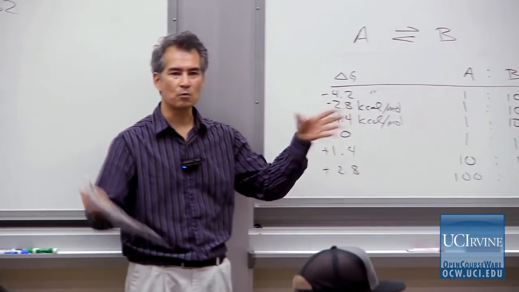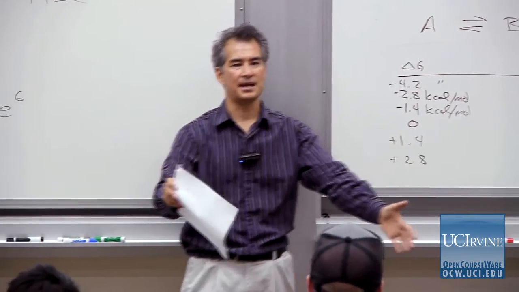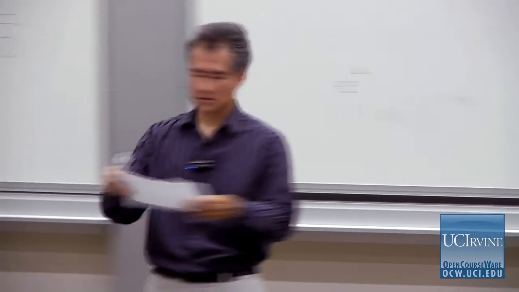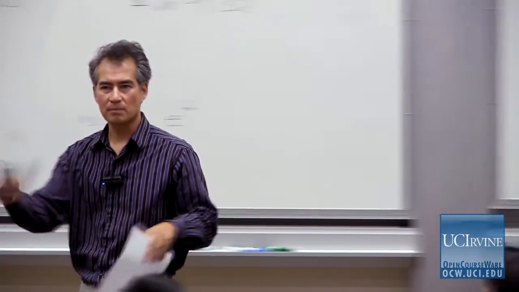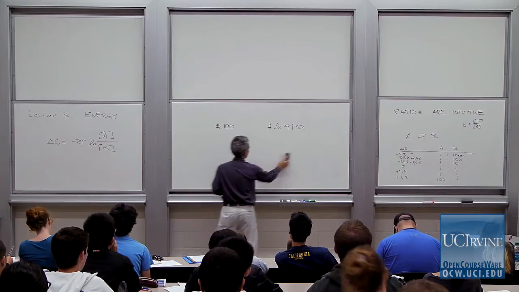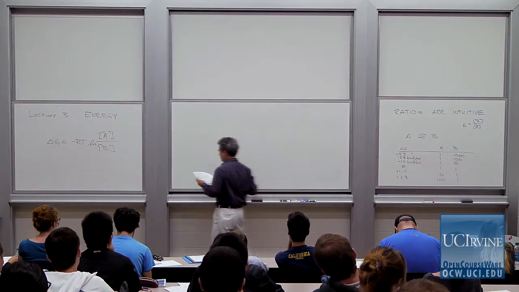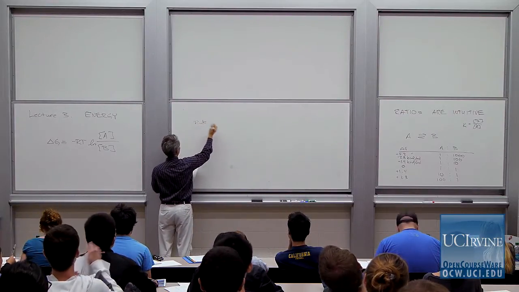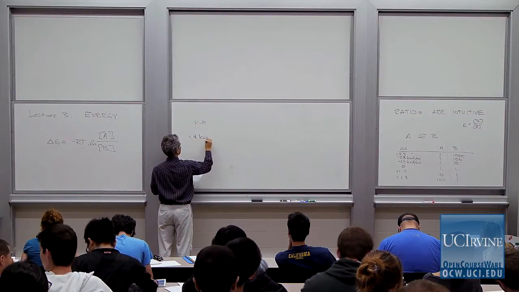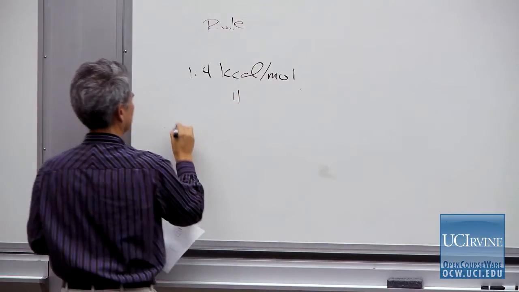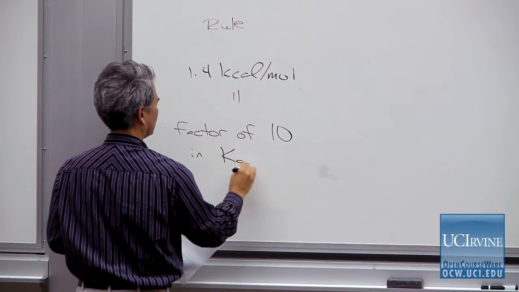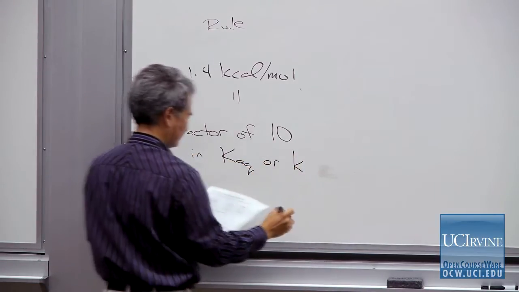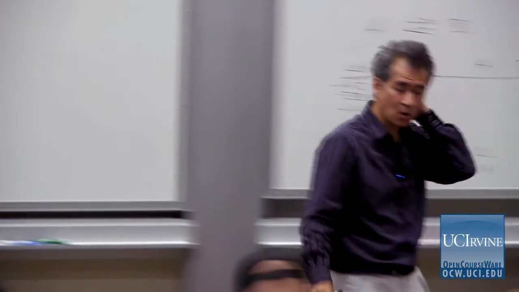So I expect you to know that 1.4 kcals per mole is a factor of 10. And I expect you to apply that. So free energies are only useful to the extent that you can convert them to ratios. I expect you to be very fast with this 1.4 kcals per mole bit. OK, let me give you one more rule to add on to that. Let me first write out the 1.4 rule. So 1.4 kcals per mole is equal to a factor of 10, either in an equilibrium constant or in a rate constant. Yes?